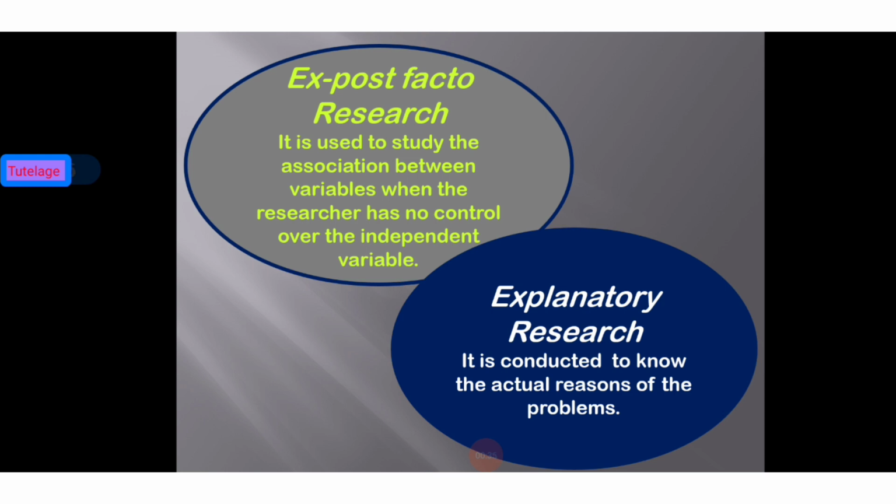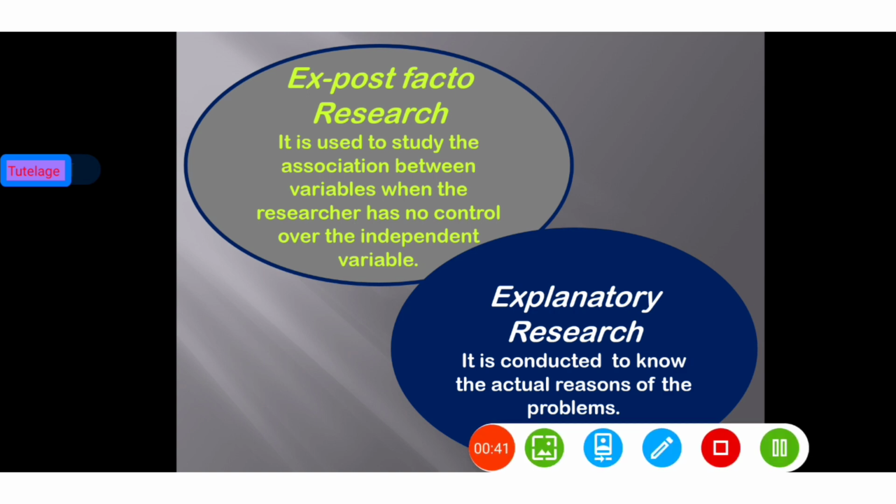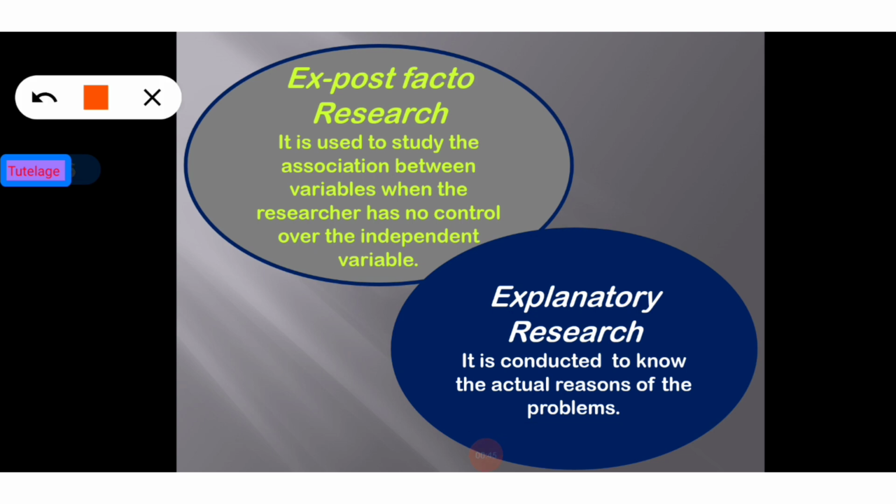So, learner, now going to the example of explanatory research. The example is a study conducted to know the particular reason for deterioration of the quality of education. So, basically, it deals with the actual reason of the problem. Okay, so it is called explanatory research. I think this is clear to everyone. So, now move on to the next slide.